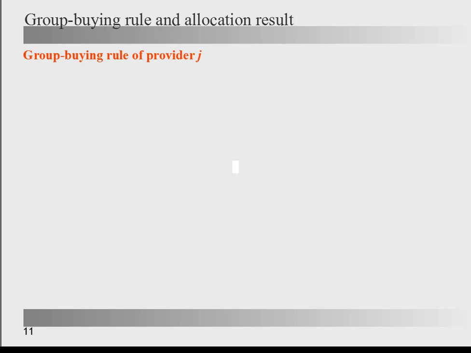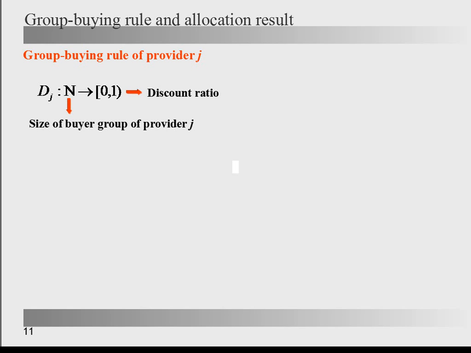The group buying rule of each provider is defined as a discount function, which is a map from the size of buyer group to the discount ratio. The discount function is always a step function, such as the figure on the right. In this figure, we can see that the buyer group can achieve a discount of 20% off when the size reaches 10, and 30% off when the size reaches 30.